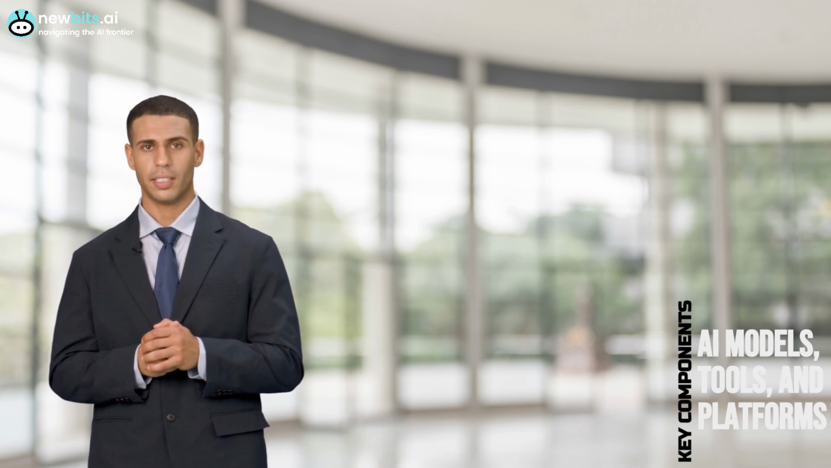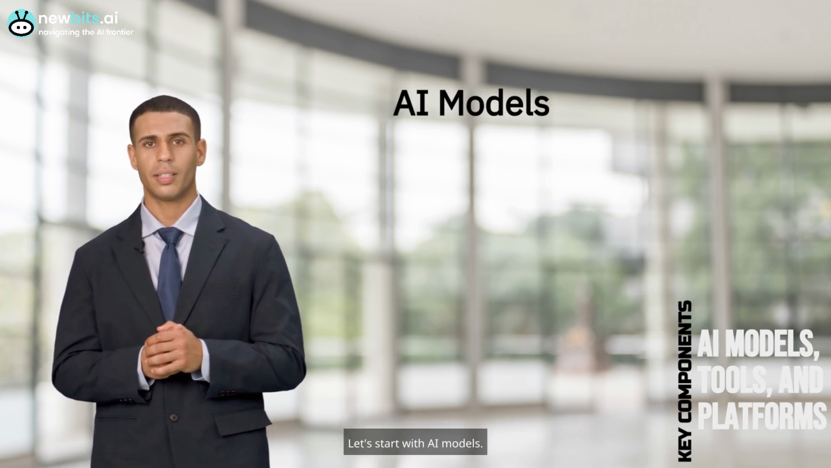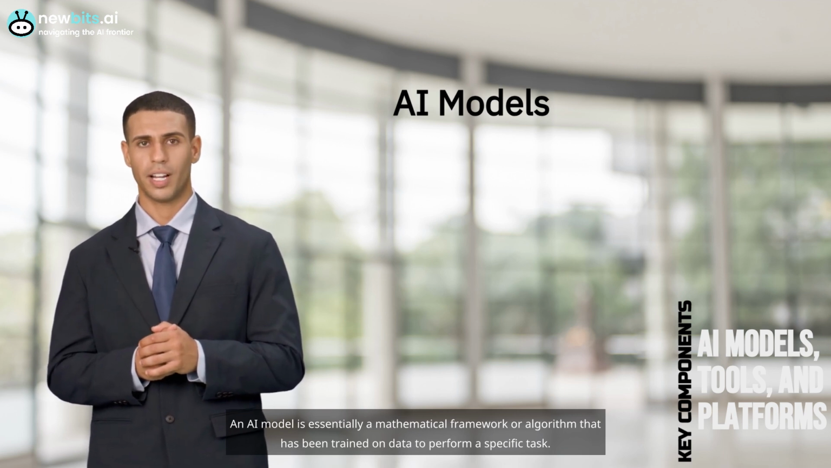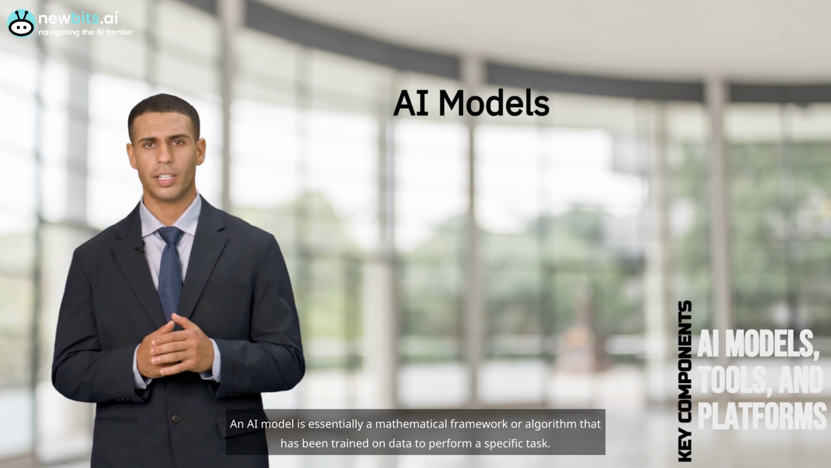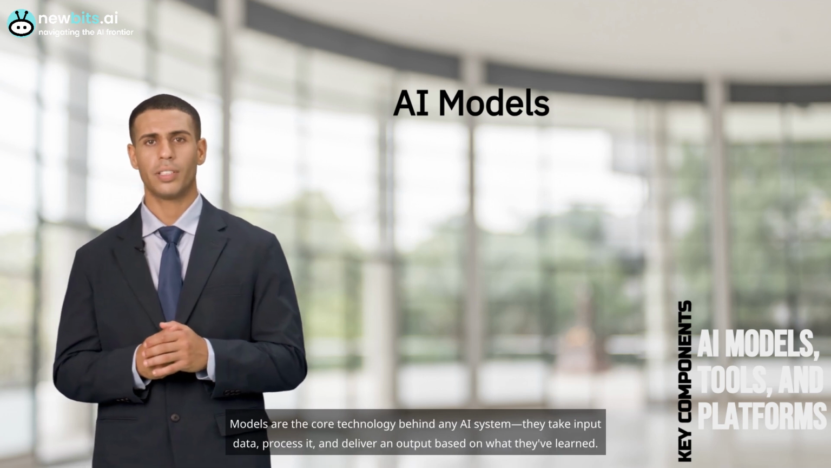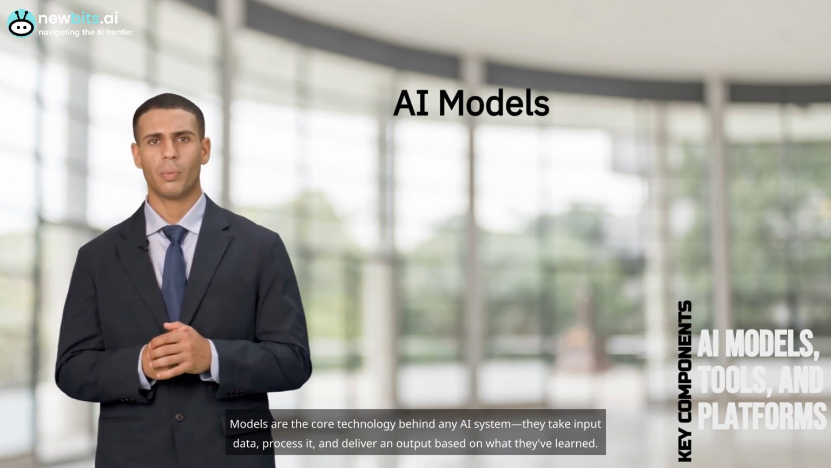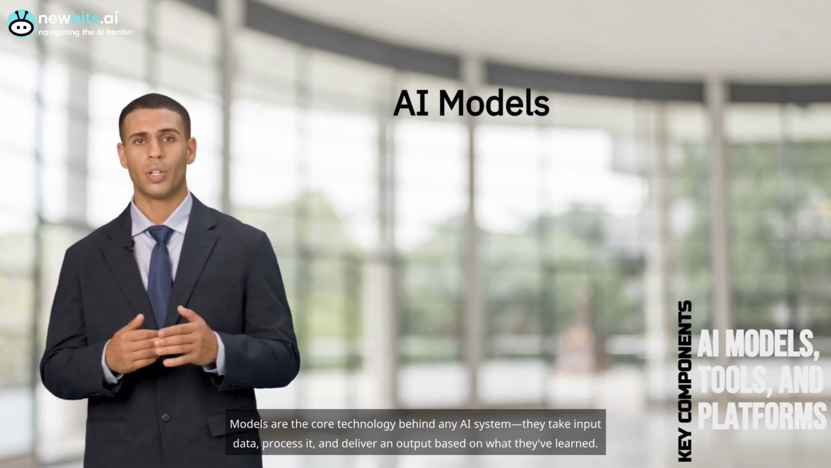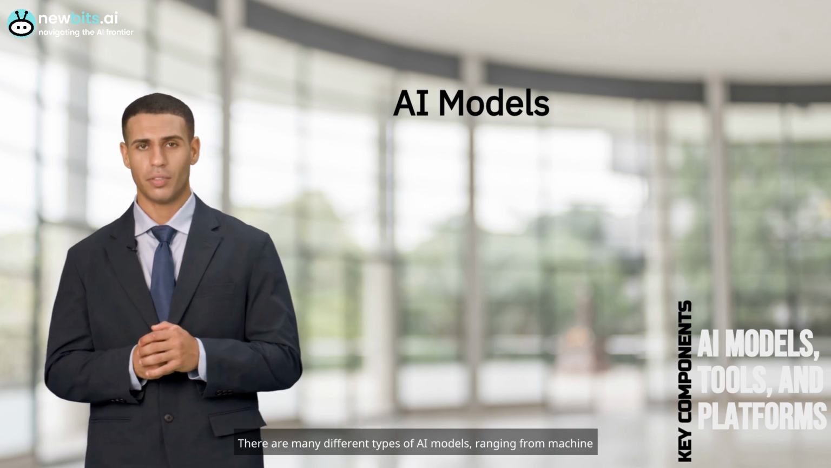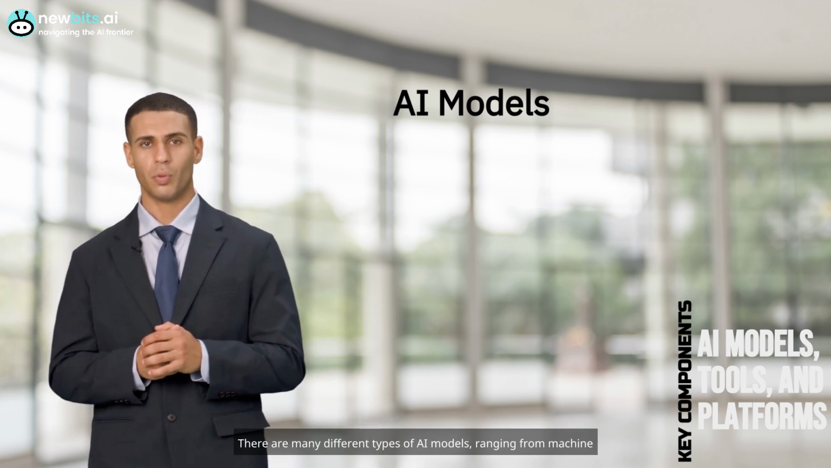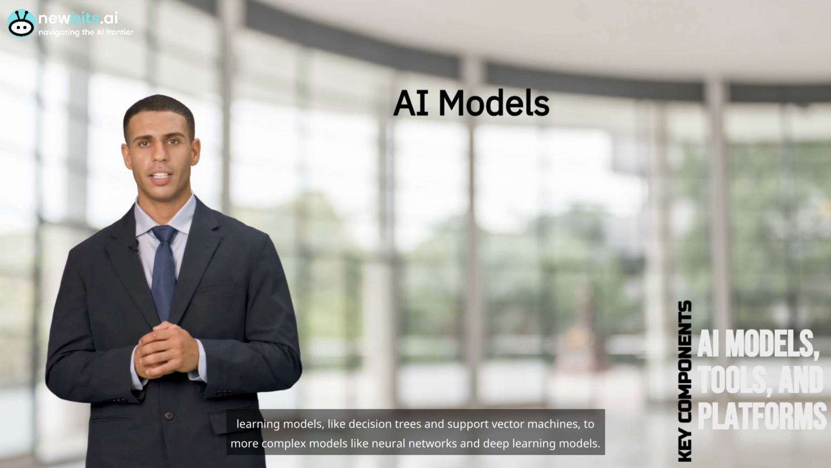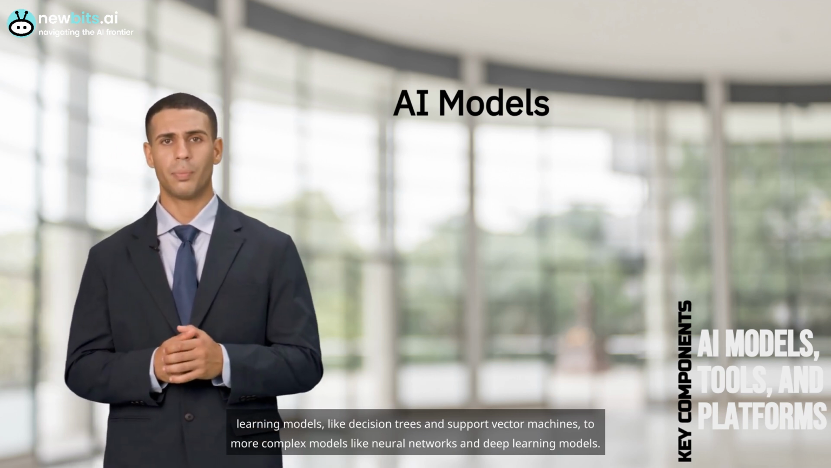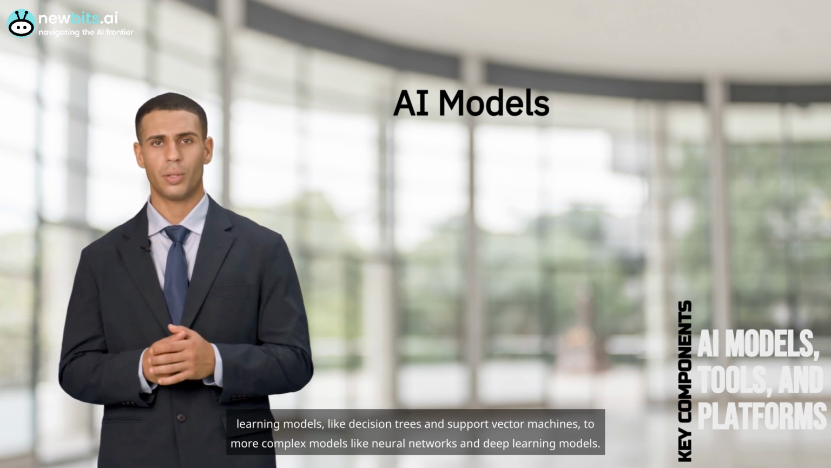Let's dive in. Let's start with AI models. An AI model is essentially a mathematical framework or algorithm that has been trained on data to perform a specific task. Models are the core technology behind any AI system. They take input data, process it, and deliver an output based on what they've learned. There are many different types of AI models, ranging from machine learning models, like decision trees and support vector machines, to more complex models like neural networks and deep learning models.